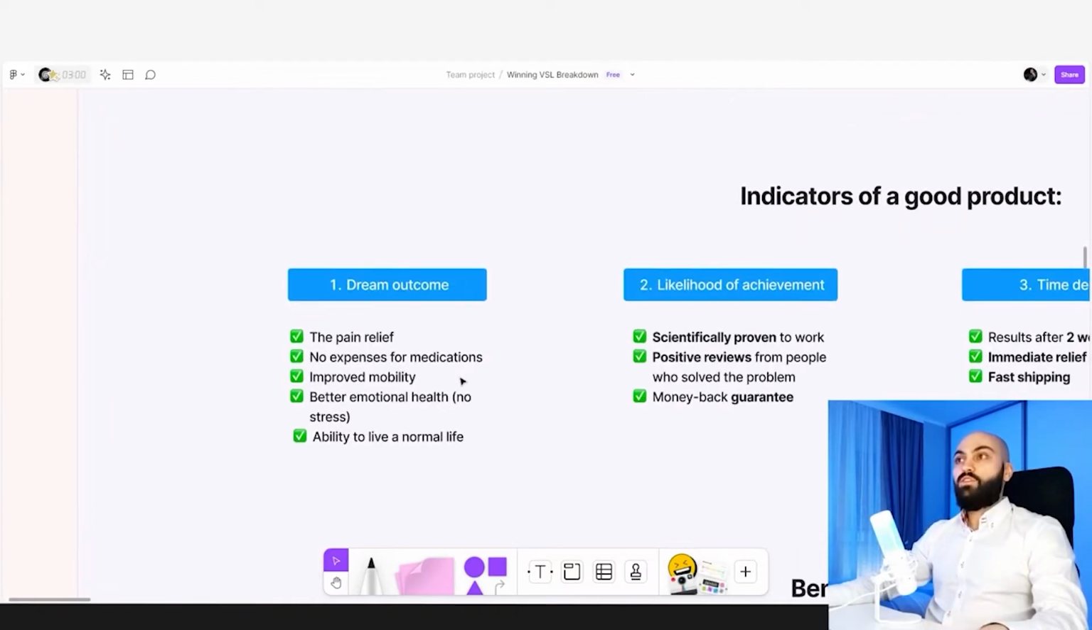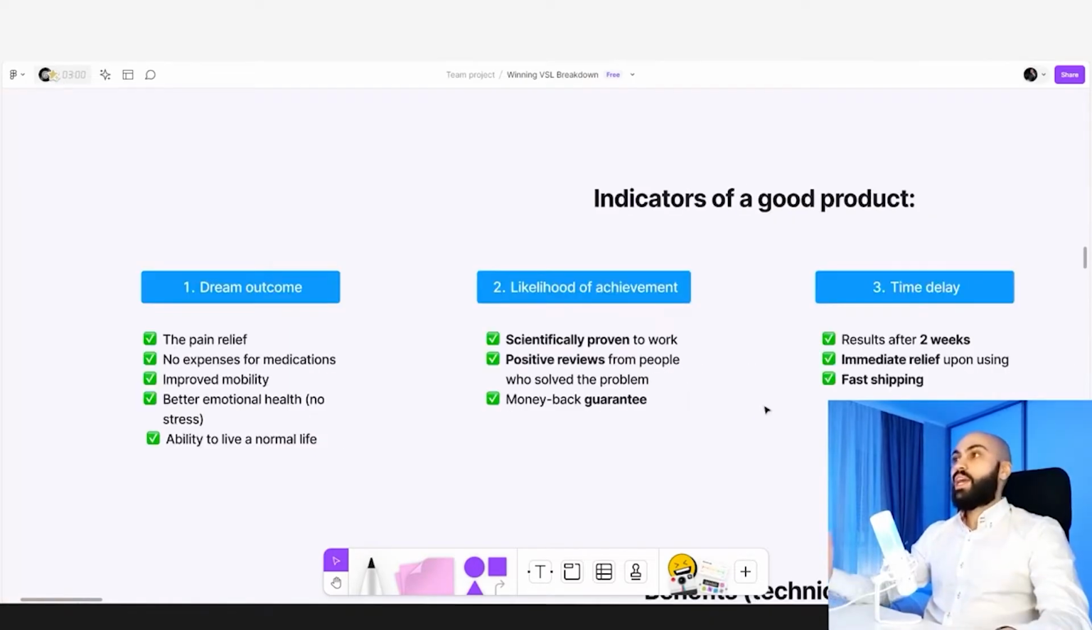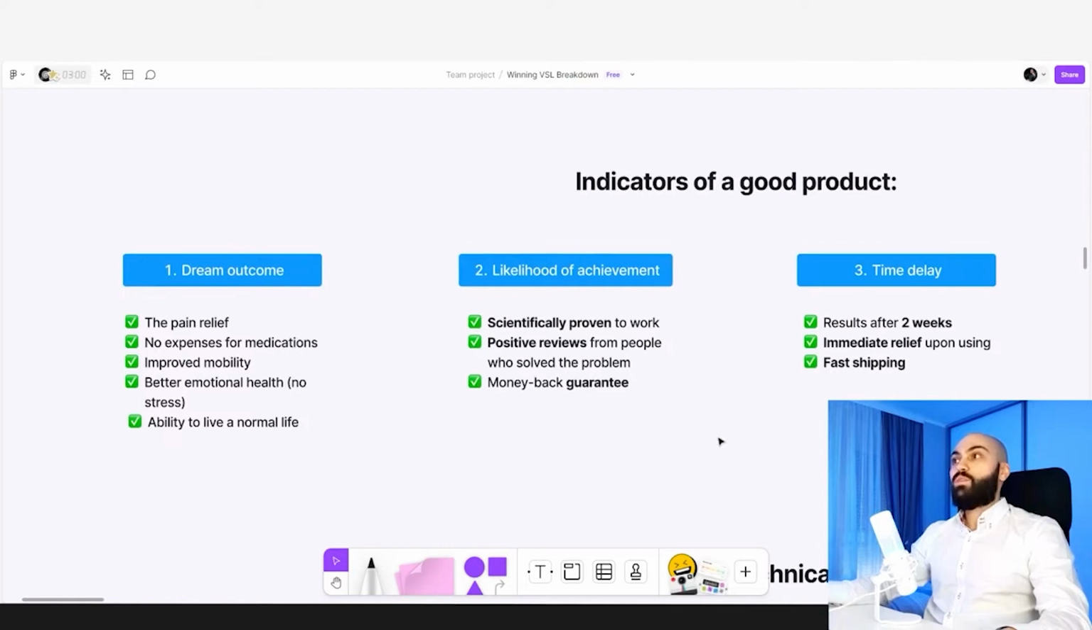It saves them money for the medications, it improves their mobility, it improves their emotional health, and it gives them back the ability to live a normal life. The likelihood of achievement is high because it's scientifically proven to work. It has positive reviews from people who solved the problem, and they have the money back guarantee.